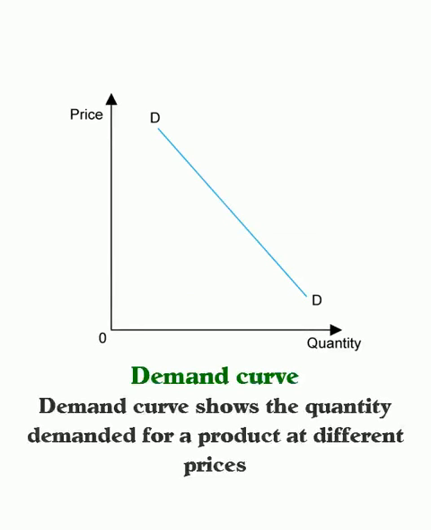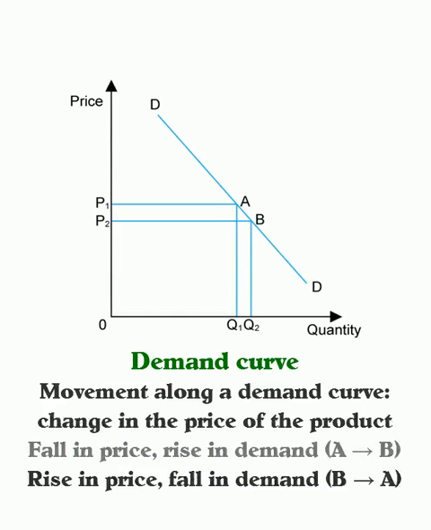Demand curve. The demand curve shows the quantity demanded for a product at different prices. Movement along a demand curve is caused by a change in the price of the product. Fall in price, rise in demand, A to B. Rise in price, fall in demand, B to A.